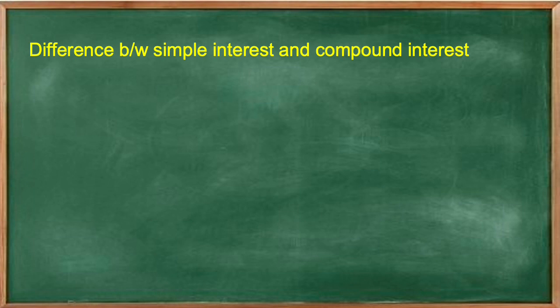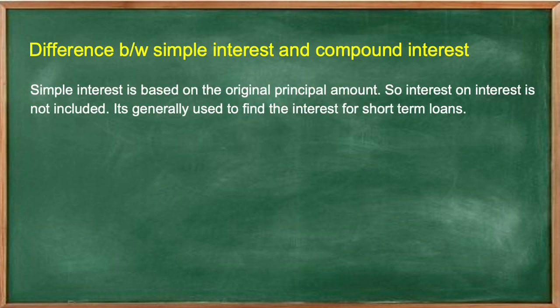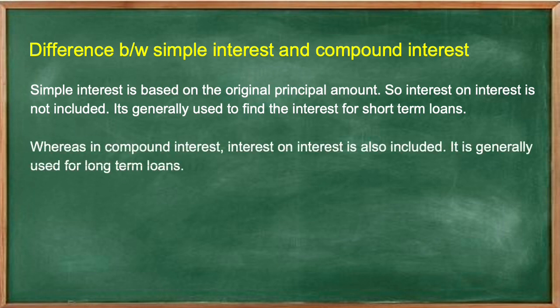Difference between simple interest and compound interest. Simple interest is based on the original principal amount, so interest on interest is not included. It's generally used to find the interest for short-term loans. Whereas in compound interest, interest on interest is also included. It is generally used for long-term loans.